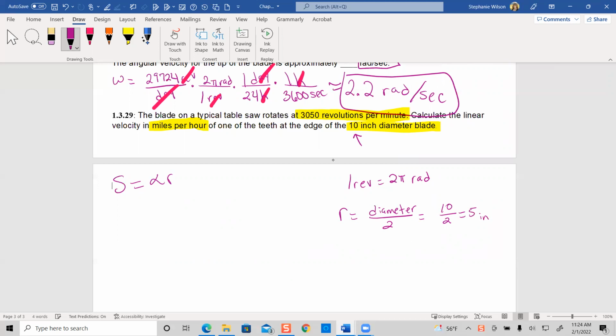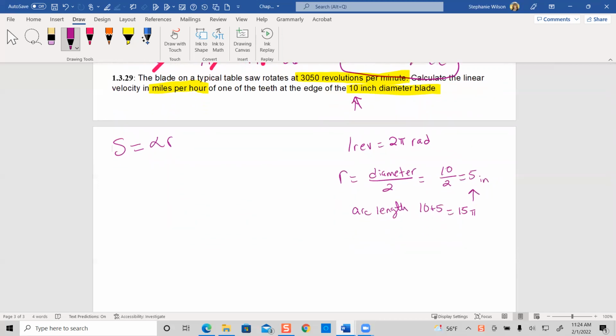So we know that. So now we are talking in terms of pi. The arc length of the revolution is going to be, right? We got 5 for the radius and we got 10 for the diameter. So now I know that the arc length, it's going to be that 10 plus 5, which gives me my 15 pi. All right, moving on. This is just some side notes. Let's actually solve for what we're looking for.